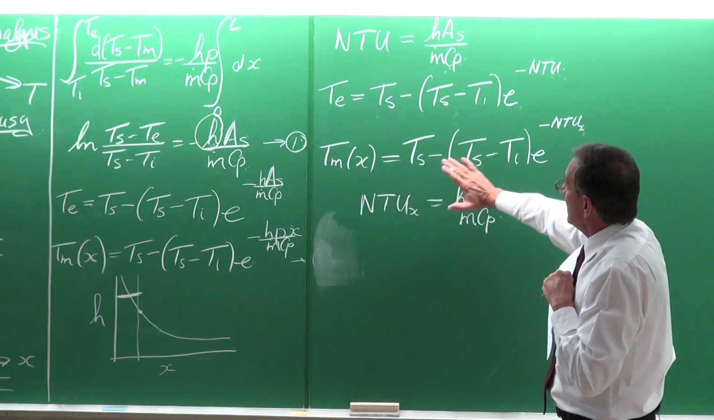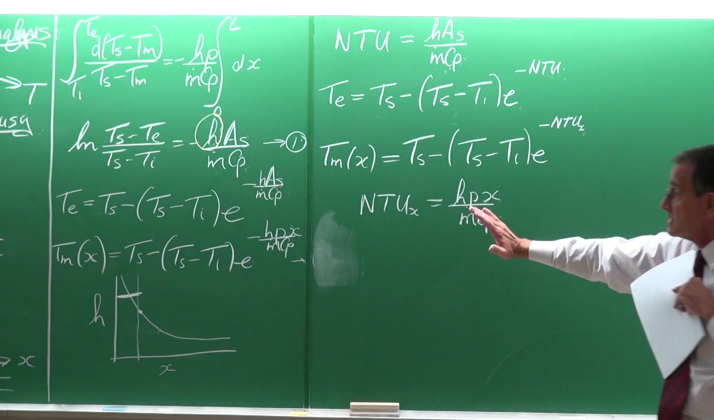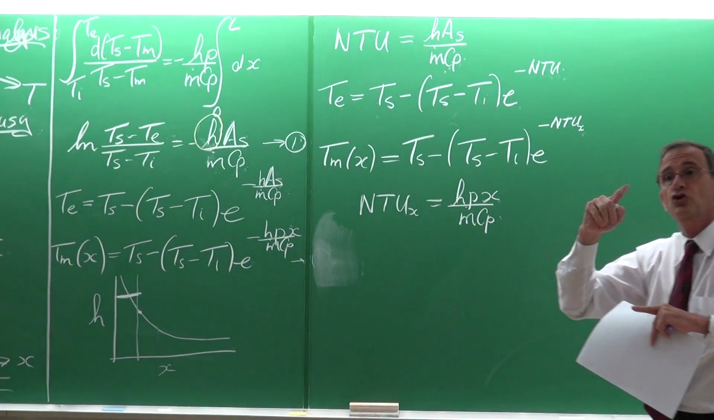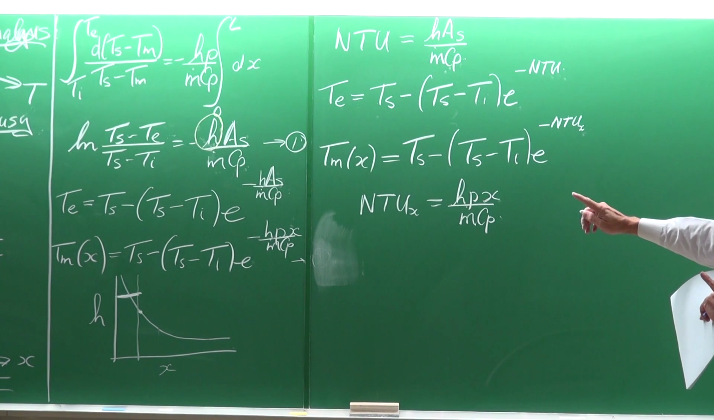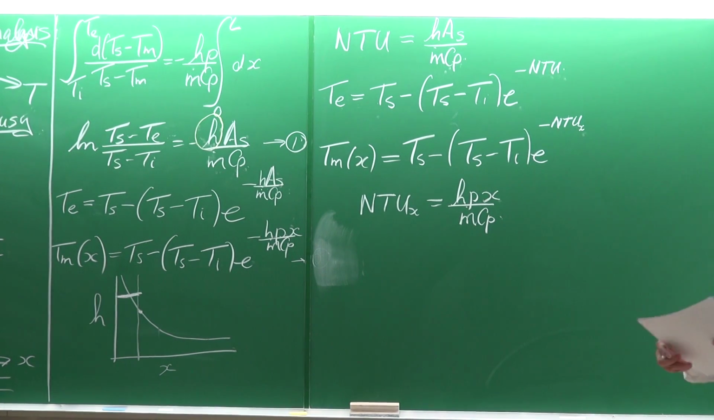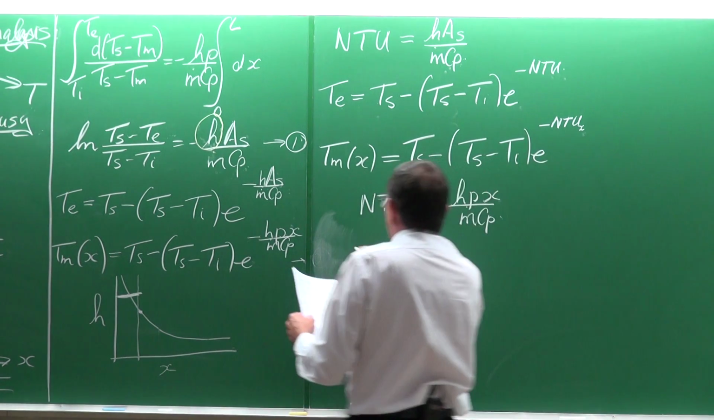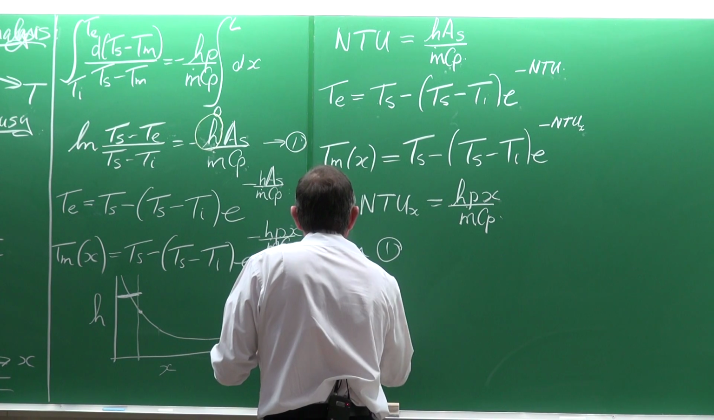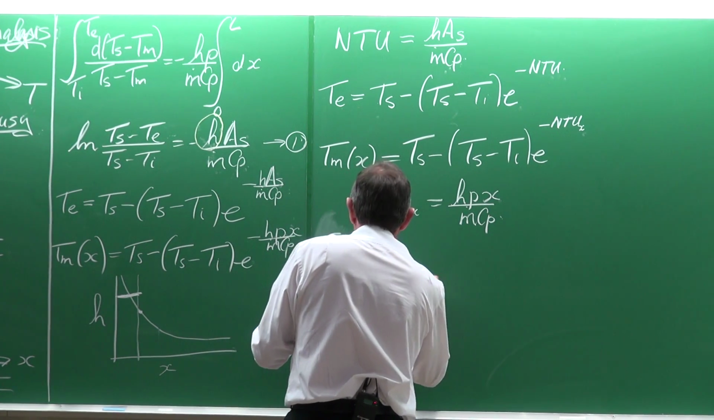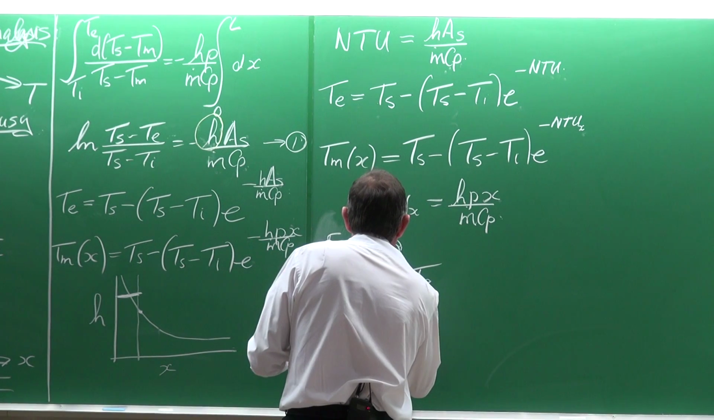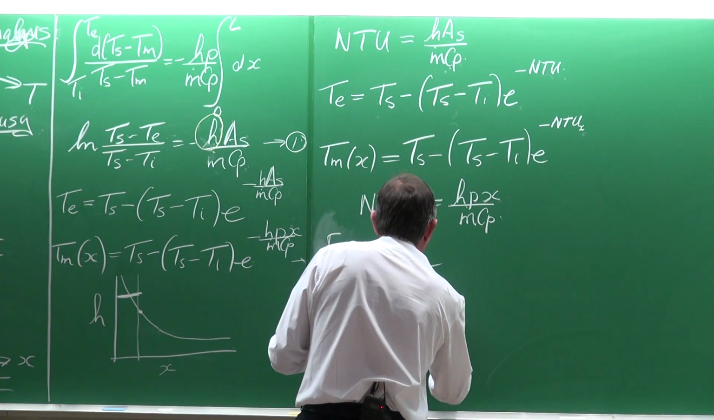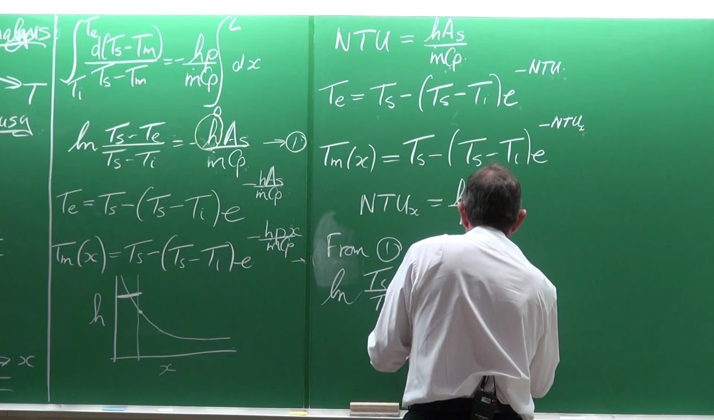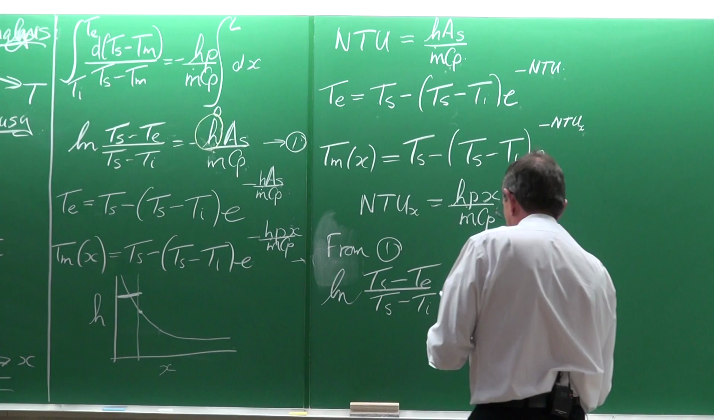Now the NTU is very important, and I'm going to get to it just now. But we were actually busy with getting the temperature distribution, and we've solved the outlet temperature, but there's something else that is very important in this equation. So if we go back to equation 1, from equation 1, this equation as the ln of (Ts minus Te) divided by (Ts minus Ti) is equal to minus the transfer coefficient multiplied by the surface area divided by the mass flow and Cp.